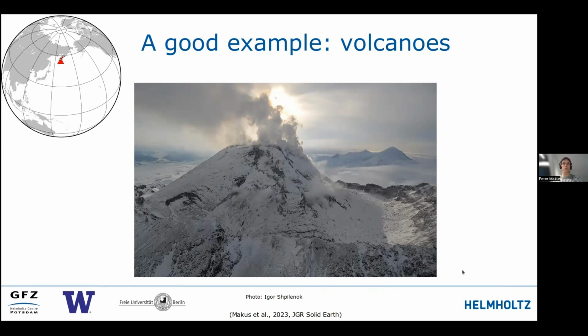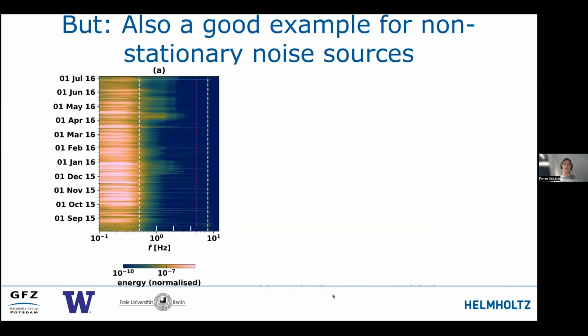Everything I'm going to talk about in Kamchatka is already published, in a paper in JGR that was published earlier this year. As I said, a volcano is a really good example for these situations where dv/v, the velocity change, is influenced by a lot of different mechanisms. And it's also a really good example for non-stationary noise sources.